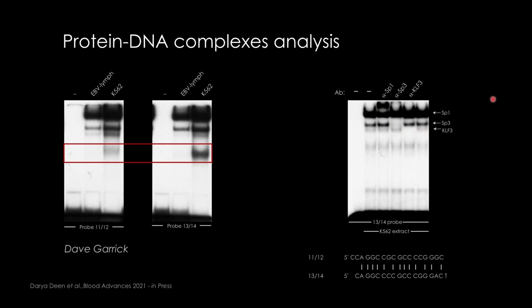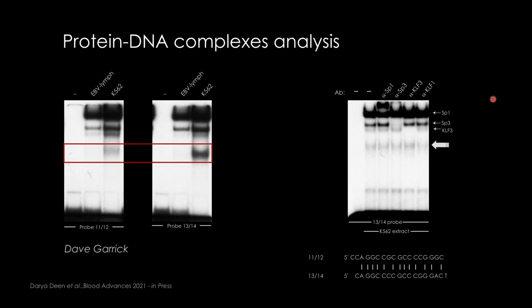So still, we try to find the extra band. E-KLF or KLF1, which I mentioned earlier, could be a candidate, but the antibody didn't react. And also we know that in K562, KLF1 is almost not expressed. So KLF1 is not the candidate. So we are still trying to find out what this complex number 4 over here is.